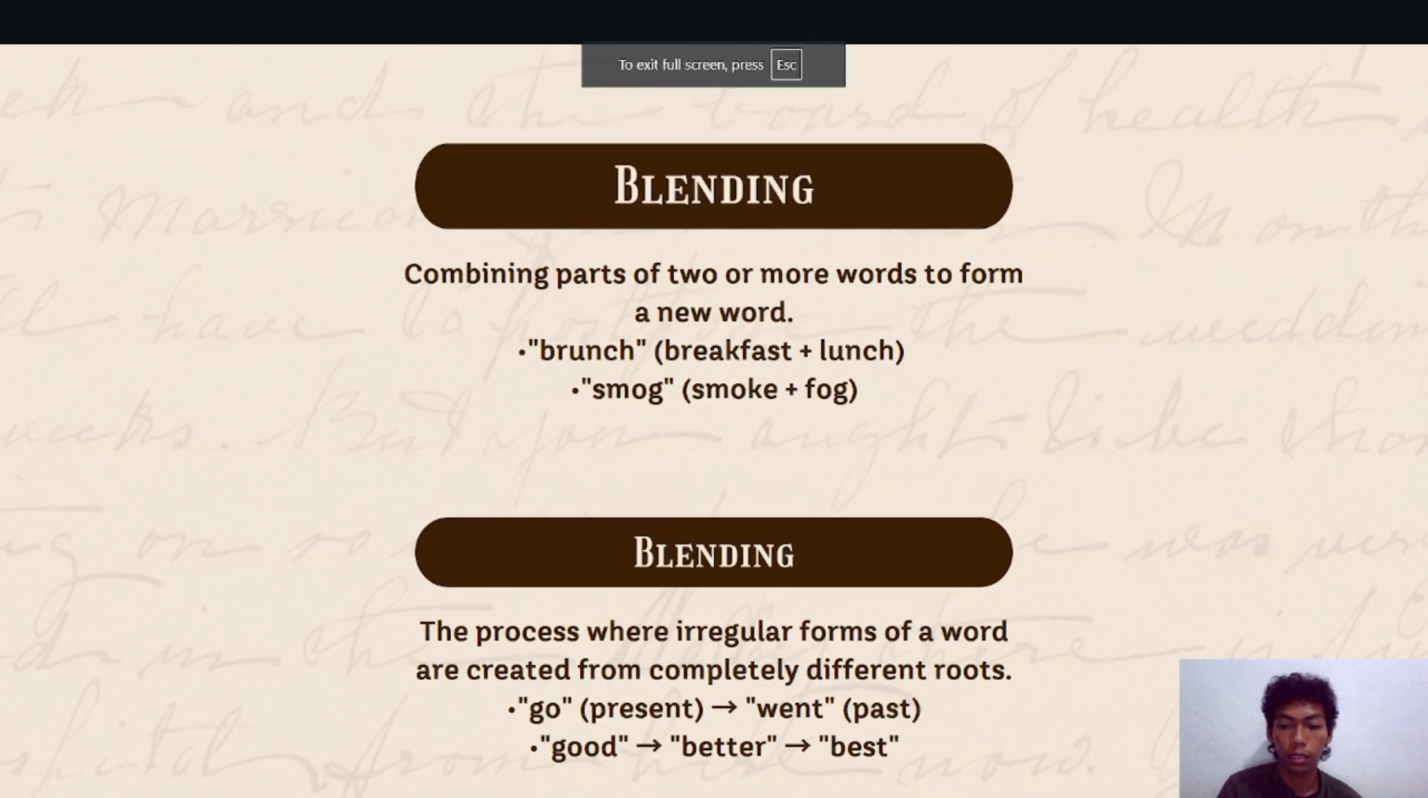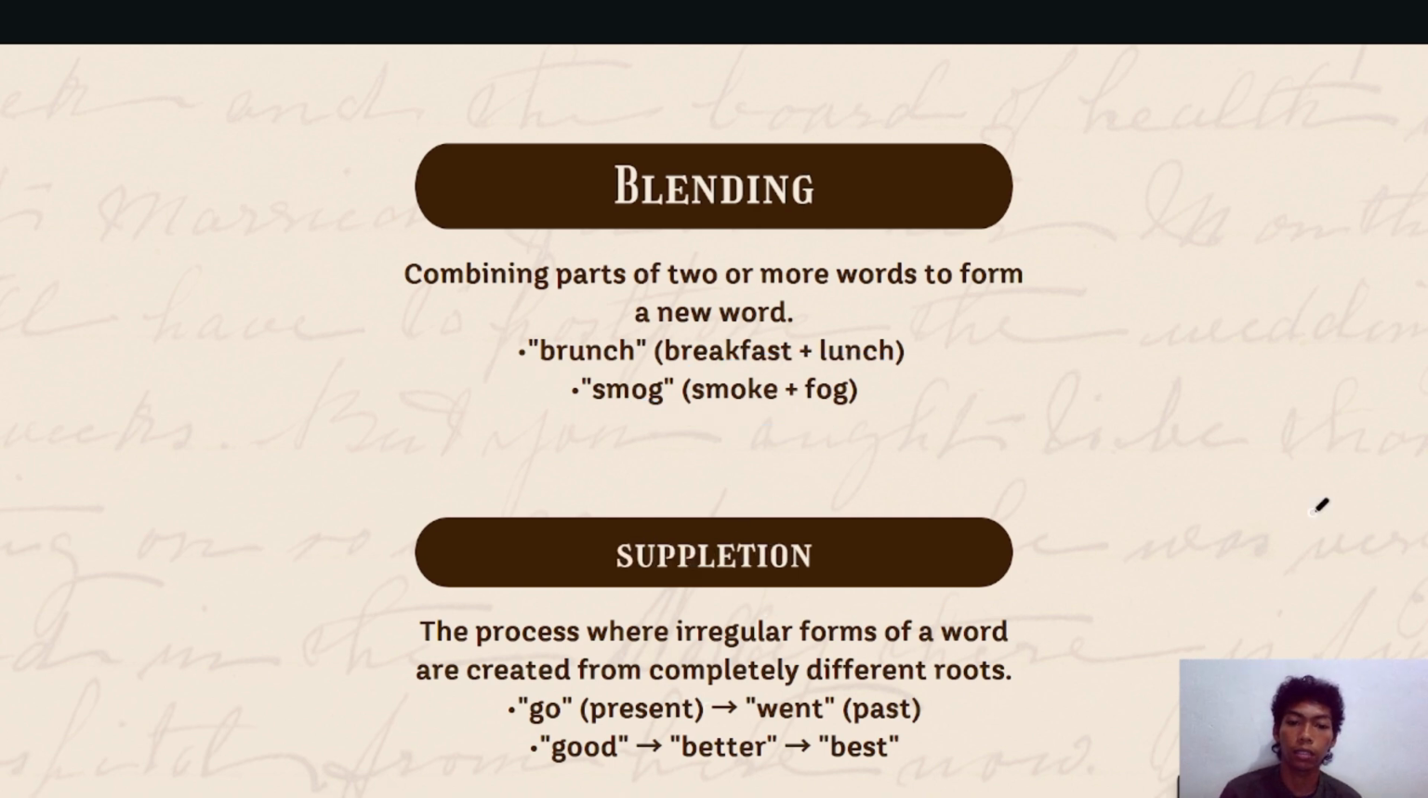Okay, the next material is blending. Blending is combining parts of two or more words to form a new word. For example, brunch. Brunch is from breakfast and lunch. It means you have breakfast and lunch at the same time. And next is smog. Smog is from the words smoke and fog, and it is a type of air pollution.